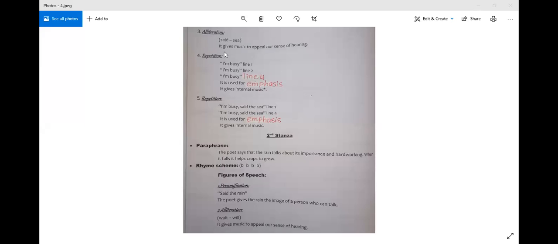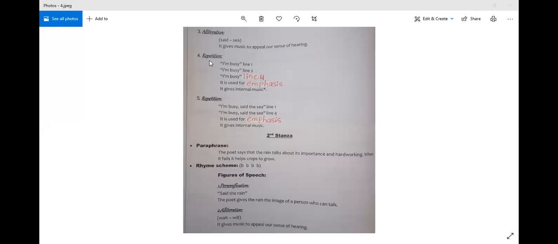And how is the alliteration useful, guys, in the poem? What does it give us? It gives us music to appeal to our sense of hearing. Yeah, thank you so much, Lena. That's perfect. You're awesome. So it gives us music to appeal or to attract our sense of hearing.